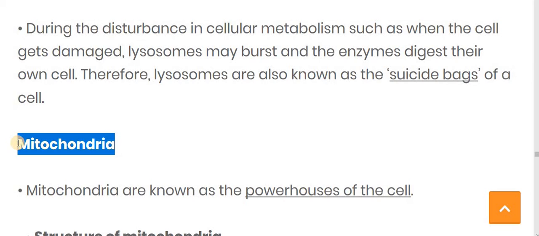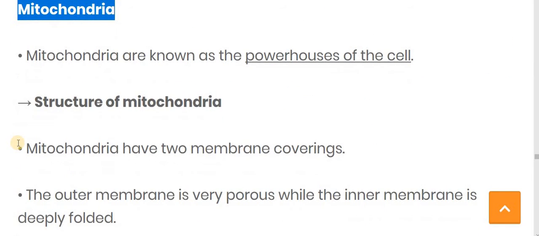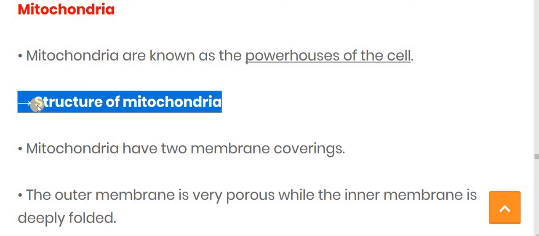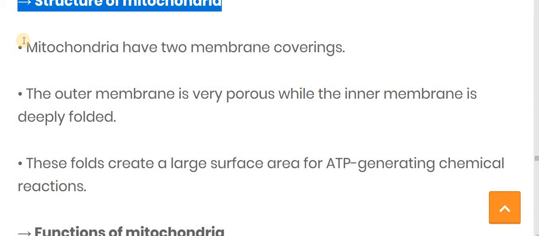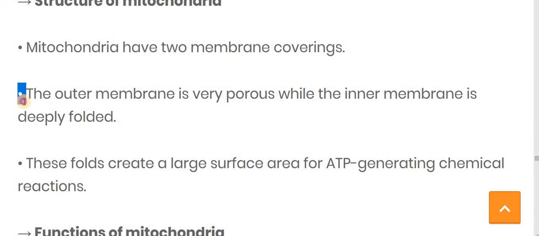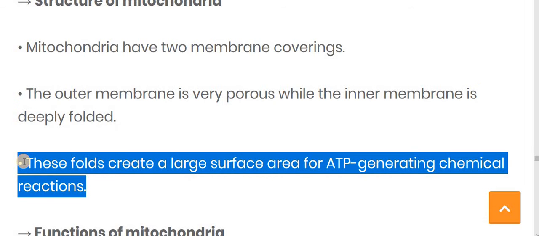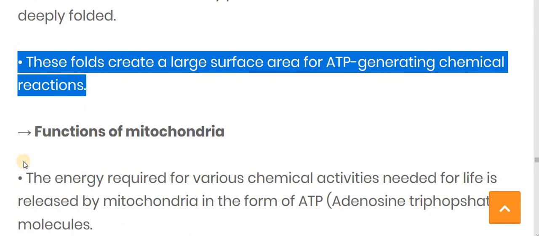Now the next organelle is the mitochondria. Mitochondria is also known as the powerhouse of the cell. Let's see the structure of the mitochondria. Mitochondria have two membranes, and the outer membrane is very porous while the inner membrane is folded. This folding creates a large surface area for the production of ATP. ATP means adenosine triphosphate. It is an energy currency, or you can say the currency of the cell.